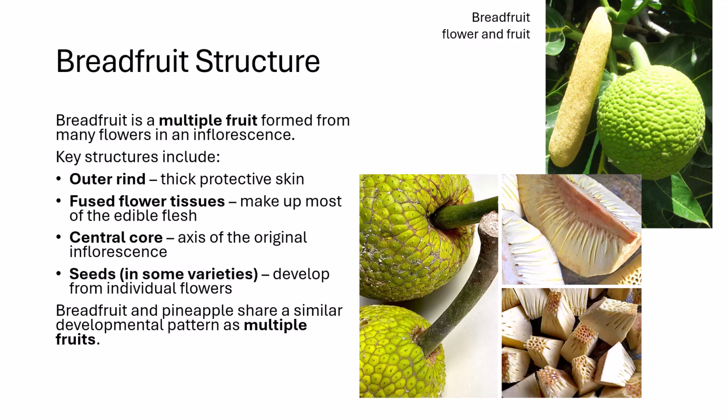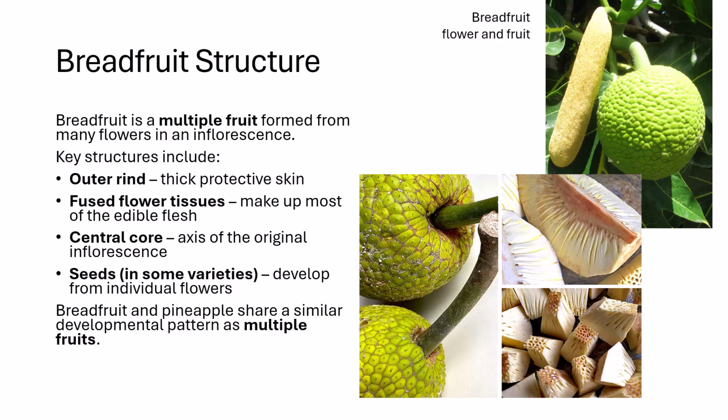The outer rind forms the protective skin of the fruit. This is the thick layer that Leilani removes when preparing breadfruit. Most of the edible portion comes from the tissues of the fused flowers. In the center of the fruit is the central core, which represents the main axis of the inflorescence, where the individual flowers were originally attached.